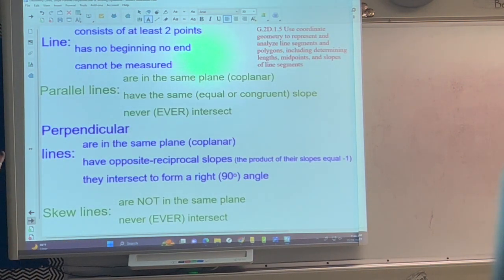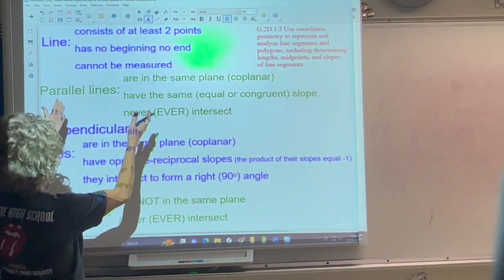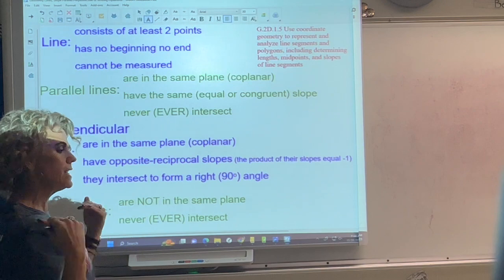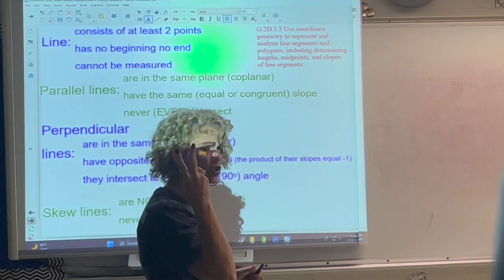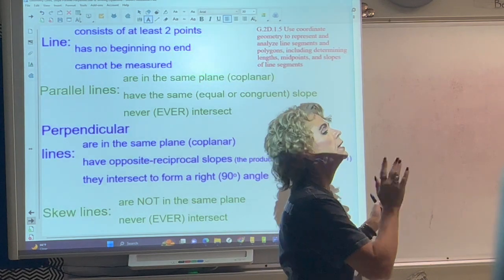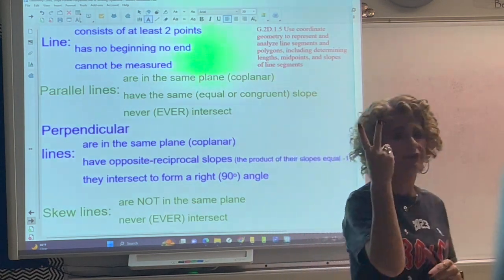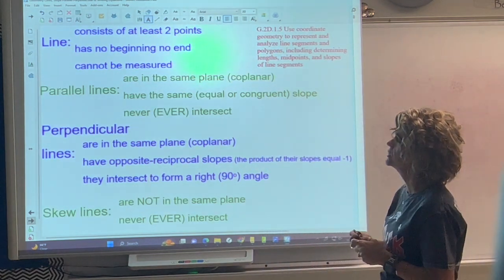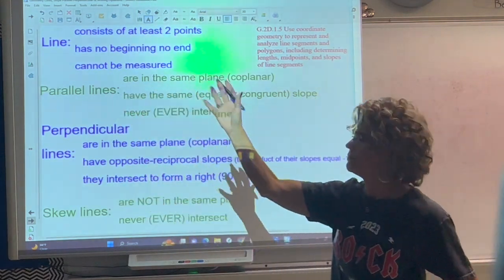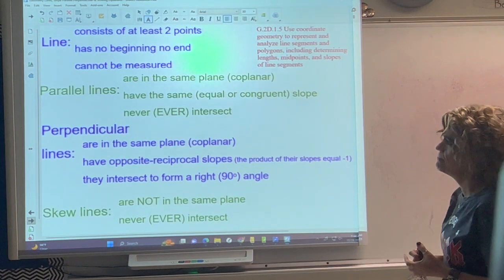Now we're going to define these. We've defined a lot of them before, but we're going to do it again. A line consists of at least 2 points. A line cannot exist unless we have at least 2 points. At least means I can have 2, or I could have more, but I have to have at the very minimum 2 points for a line to exist. A line has no beginning, no end. It goes on infinitely in both directions and cannot be measured.